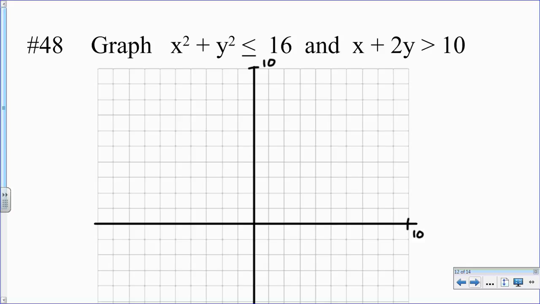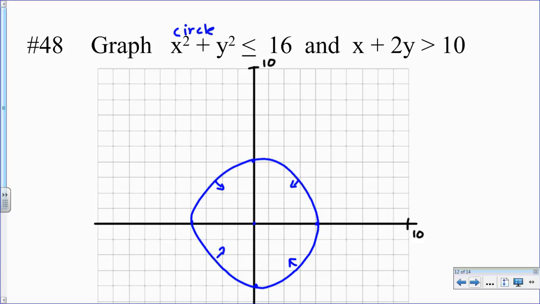So this first one is a circle. What's my center? And my radius? 4. So, will this be a solid or dashed circle? Solid. Okay. And will I shade outside or inside? Inside. Okay.